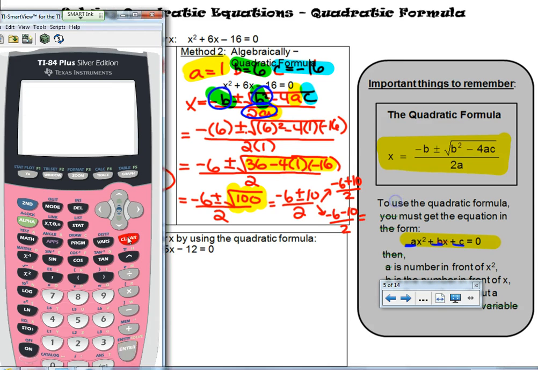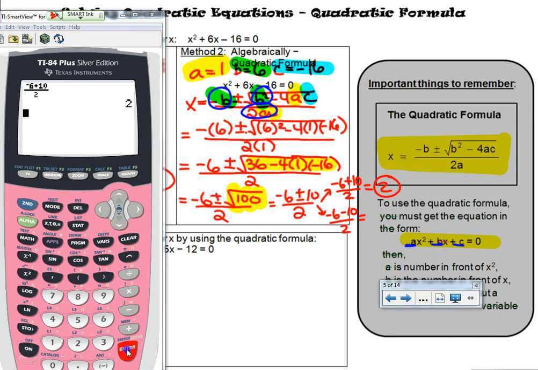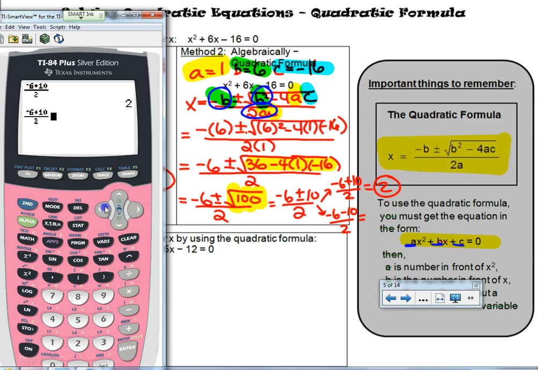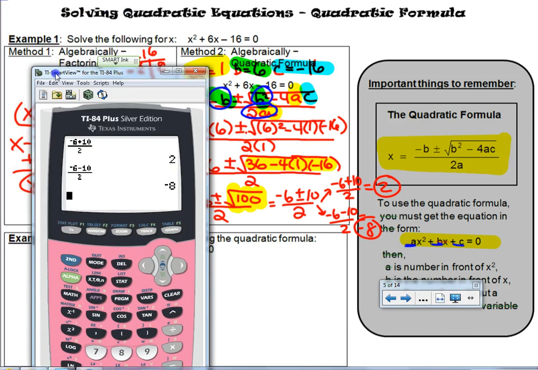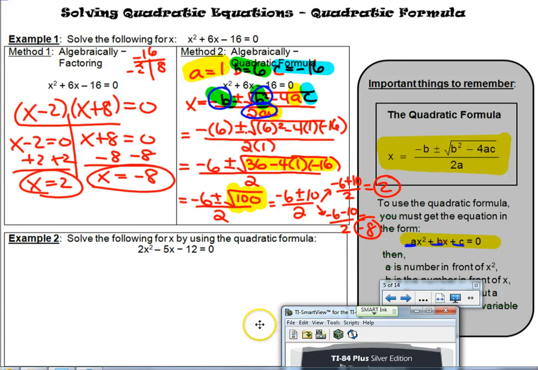All right, you can do this in your head or you can use your calculator. We have -6 plus 10 divided by 2. And there's our 2. And then we have to do this again with a minus. Now I can just bring it back up again and just change it to a minus sign. And there's my -8 answer. And if you look over to our factoring problem method, you will see that the answers do in fact match.